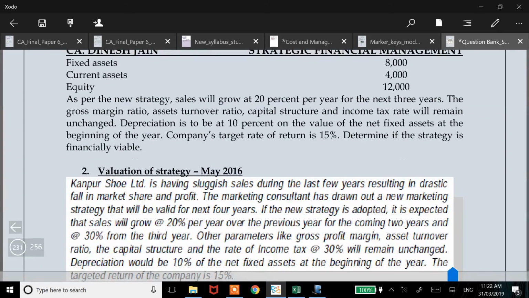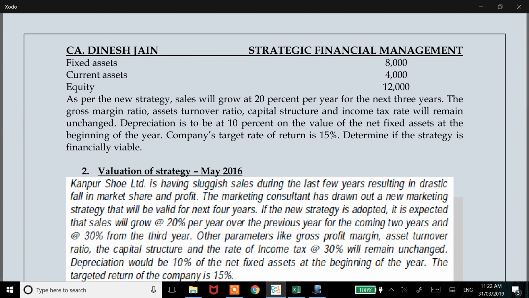Now listen, my fixed assets will also increase by 20%. Current assets will also increase by 20%. Now they have said depreciation is to be at 10% on the value of net fixed assets at the beginning of the year. Listen, first year fixed assets is 8,000, next year fixed assets will become 9,600.